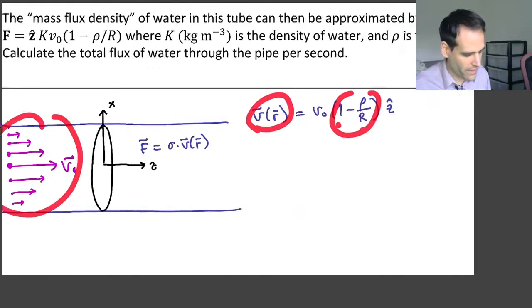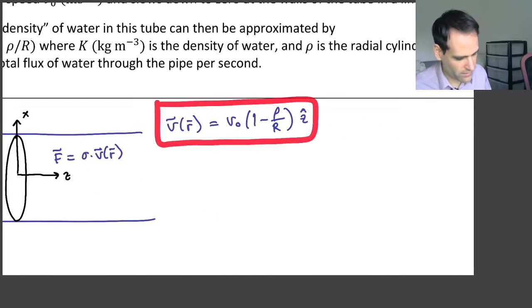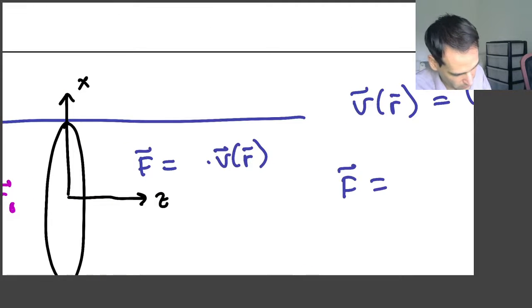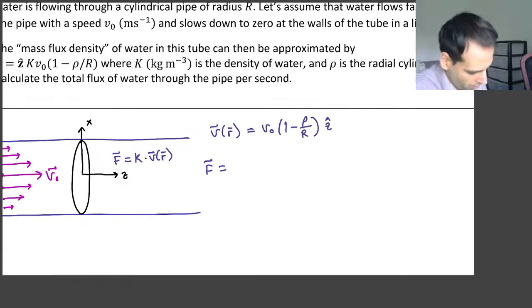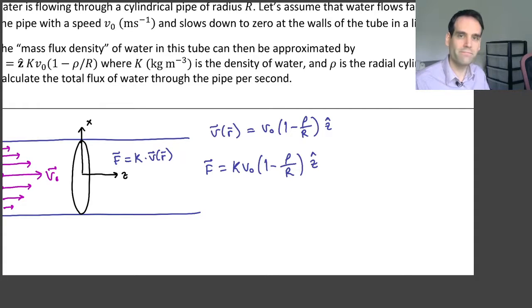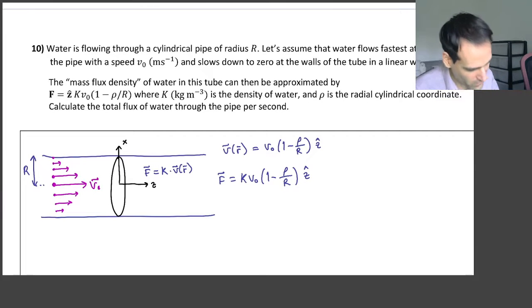Okay? So basically I wrote here the equation for the velocity as a linear equation, and then I just multiplied that, which is here, by k, which is the density of the water molecules. Okay? So F in this case, so instead of calling it sigma like in your previous example, I've called it k, the density. So now F is k times v0 times this linear equation in the direction z. So that is the mass flux density of water. Okay? So the mass flux density is telling us how much water per unit area, per unit time, and in which direction is flowing at each point.